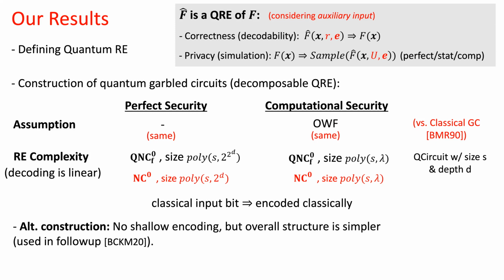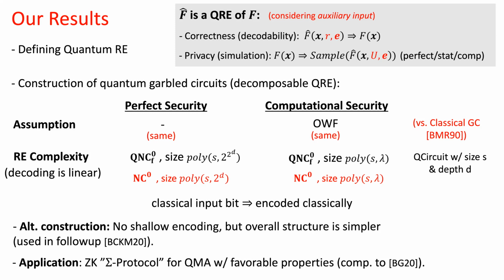We also show in the paper an alternative construction. This construction is not a garbled circuit in the sense that it does not have a shallow encoding. It's not a gate-by-gate thing, and it's not decomposable. However, the overall structure of the encoding is somewhat simpler, and it turns out to be useful because there's already follow-up work that uses this in order to achieve better round complexity for quantum multiparty computation.